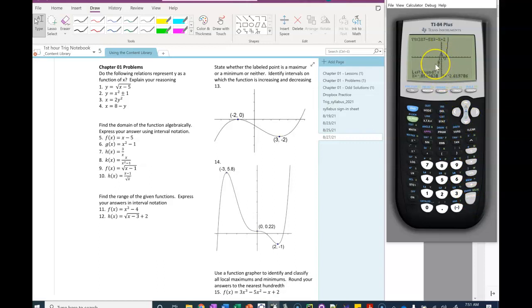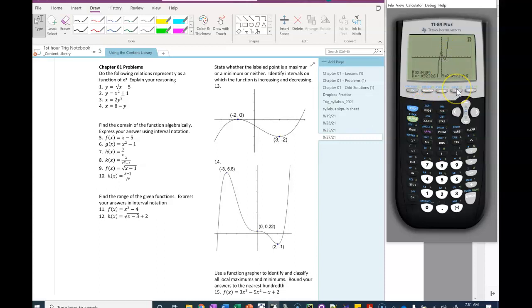So it asks me 3 questions, left bound, right bound, and guess. So the first thing I'm going to do is move my cursor somewhere on the left side of that maximum. So like over in that area somewhere. And then press enter. Then it asks for right bound. So I'm going to move my cursor somewhere over here to the right of that maximum. That looks good. I'll press enter. Guess doesn't matter. And so I would say my answer here is -0.09, comma 2.05. Is that cool? And then I'll do the same thing for the minimum over here.